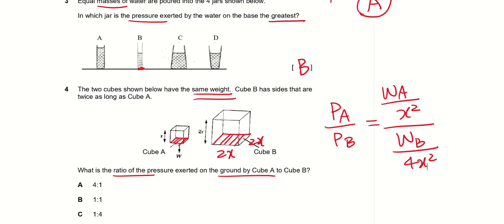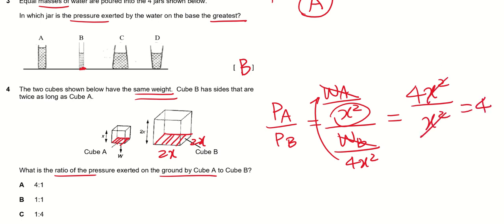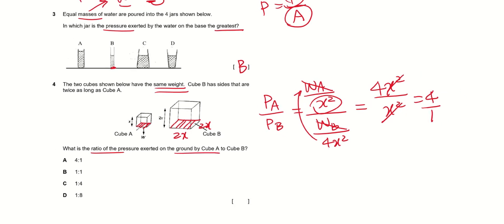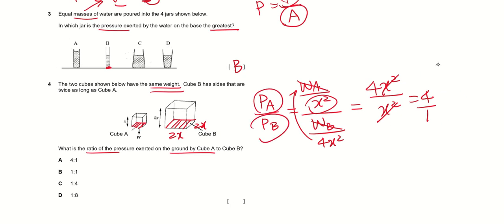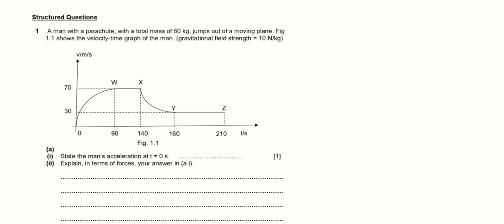Now, since they have the same weight, I can cancel them out. Then I do my math manipulation. I will keep this as denominator, but this will become the numerator. So it becomes 4x squared over x squared. Now, x squared and x squared I can cancel out, so it becomes 4 over 1. Therefore, the ratio of PA to PB is 4:1. So the answer is A. Okay, now move on to the structured question.